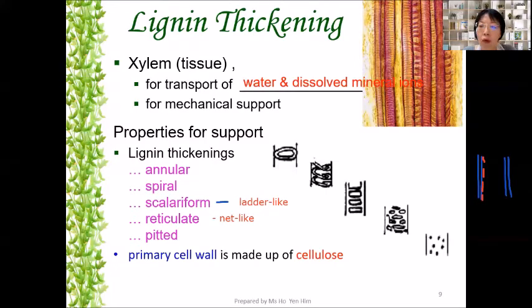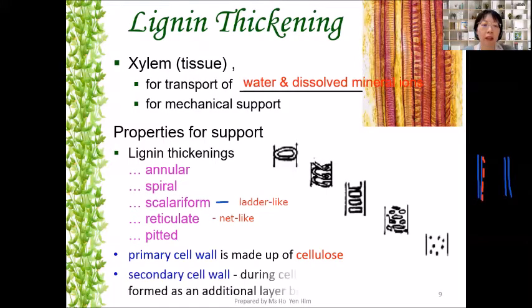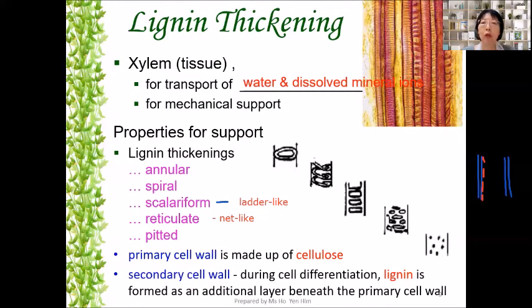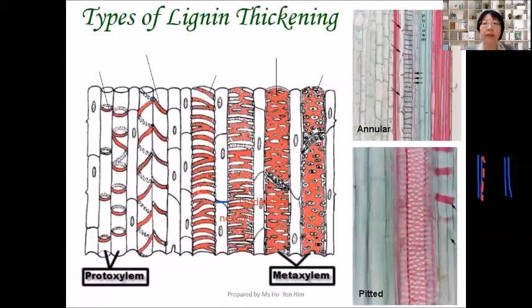So the primary cell wall is made up of cellulose, hemicellulose, and pectin. Secondary cell wall is made up of cellulose, hemicellulose, and lignin. Okay. So now we look at the secondary thickening, the lignin.